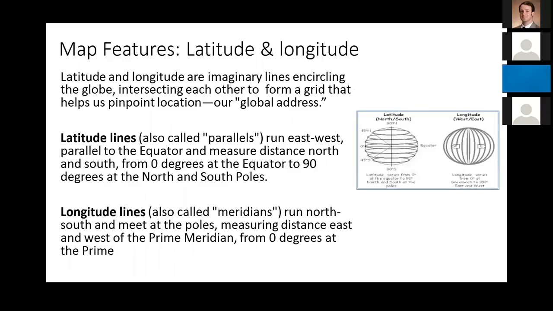So next, I want to talk a little bit about some different map features and terminology. Again, if you want to get into map production, map making, you have to know this stuff because it comes into play repeatedly. So the first is latitude and longitude. These are the kind of imaginary lines.